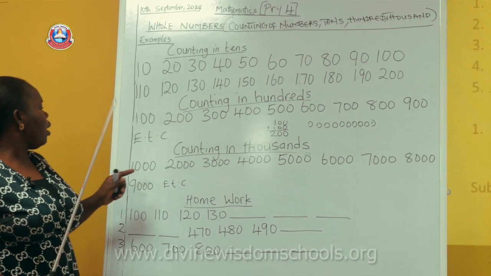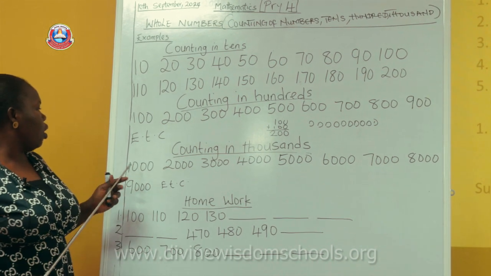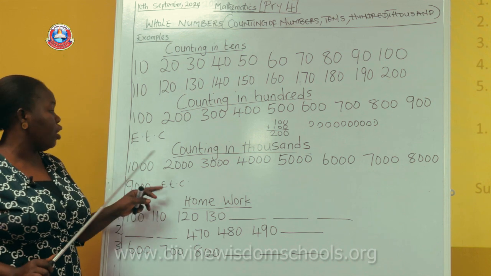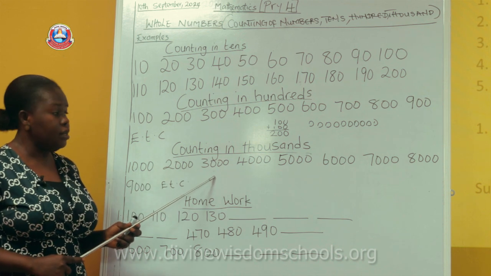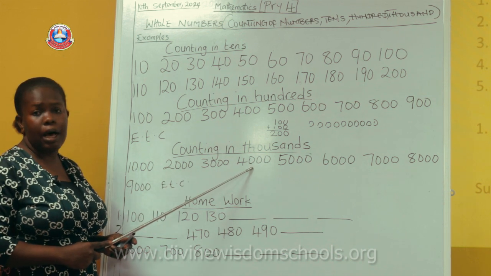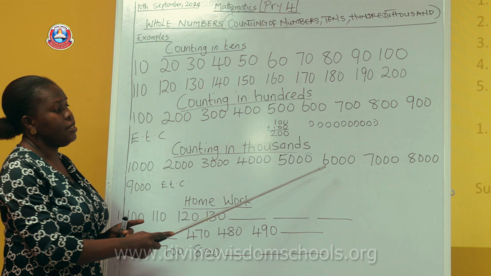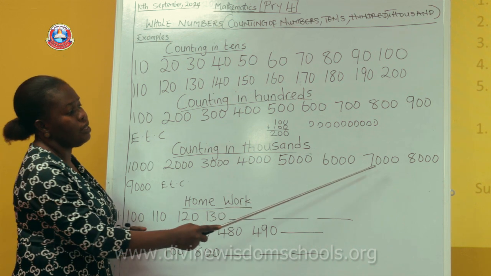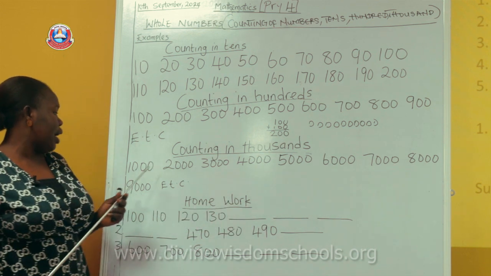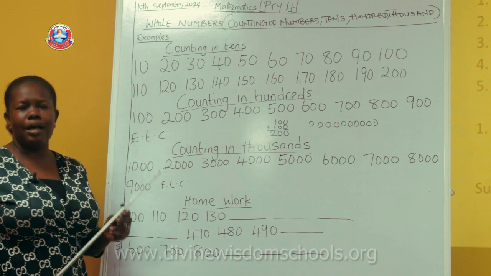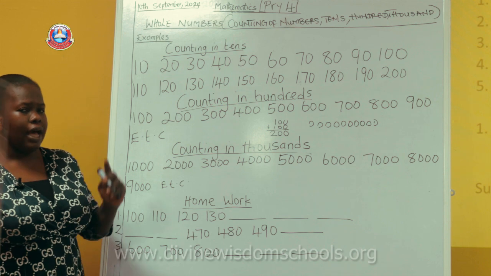Now when you are counting in thousands, you are adding 1,000. You are adding what? 1,000. Now let's go. 1,000 plus 1,000 will give us 2,000. 2,000 plus 1,000 will give us 3,000. 3,000 plus 1,000, 4,000. 4,000 plus 1,000, 5,000. 5,000 plus 1,000, 6,000. 6,000 plus 1,000, 7,000. 7,000 plus 1,000, 8,000. 8,000 plus 1,000, 9,000. And so on and so forth. I hope we understand it very well. Counting in tens, 100 and 1,000.